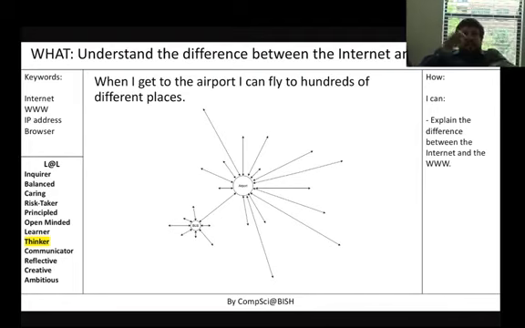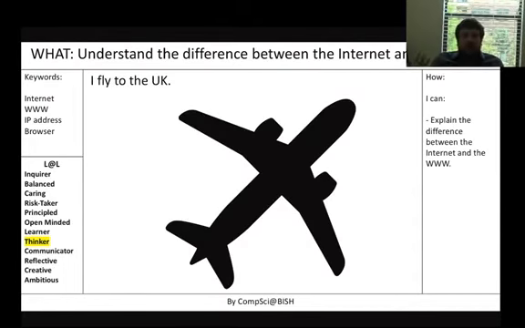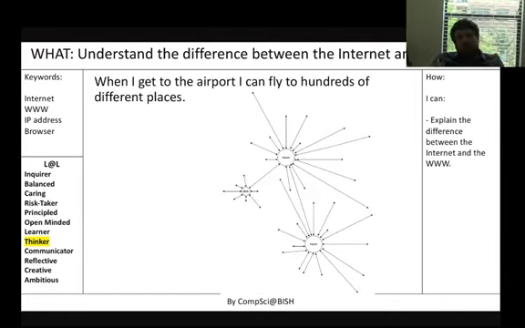When I get to the airport, I take my flight and fly to the UK. Hopefully that makes sense. It's about a 10-hour flight, and I arrive in the UK at another airport, which is another hub. Again, from the airport I can get to lots and lots of different places. Obviously I want to get to my house, but Heathrow is another hub connected to lots of other places.